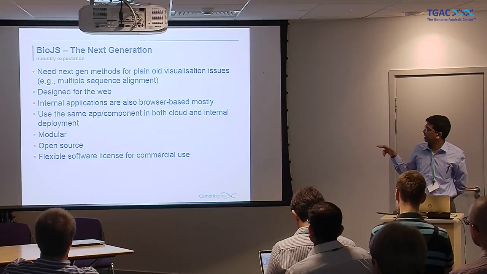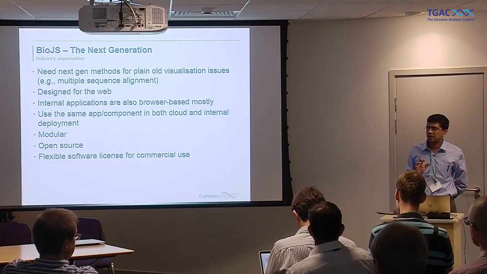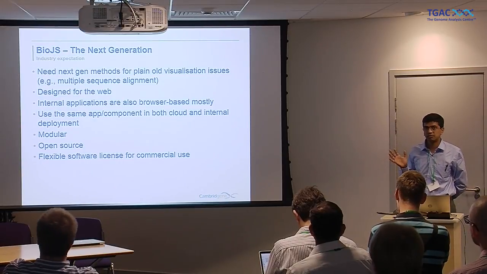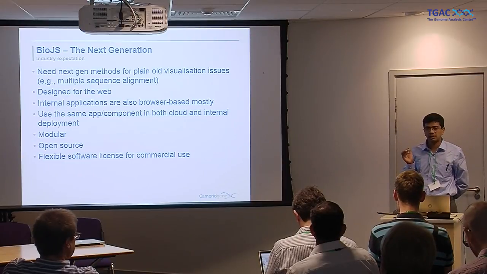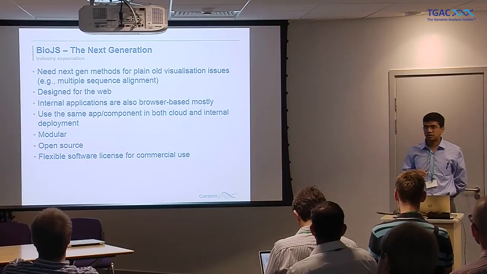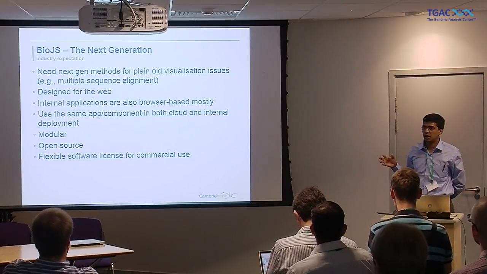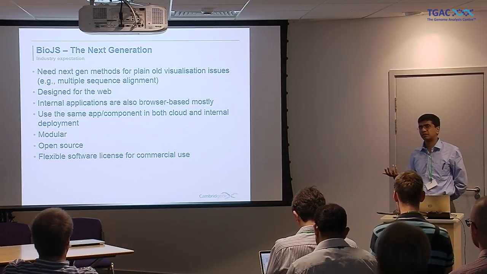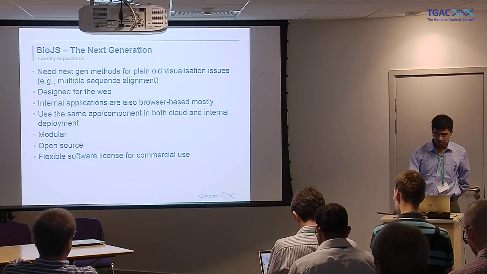But the final thing is a flexible software license; I'm also talking on behalf of my friends here. There are different types of software licenses, even for open source software, and some licenses stop us from using the software. For example, GPL version 2 licenses expect us to release our source code, not just the source code related to BioJS or the module itself, but anything that we write for functionality has to be open source as well. This is not ideal for industry, because that's sometimes the only thing we sell. So a flexible open source software license for commercial use is also very important. With that, I finish my talk.